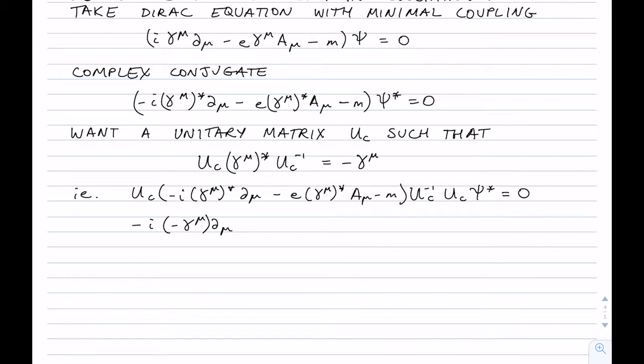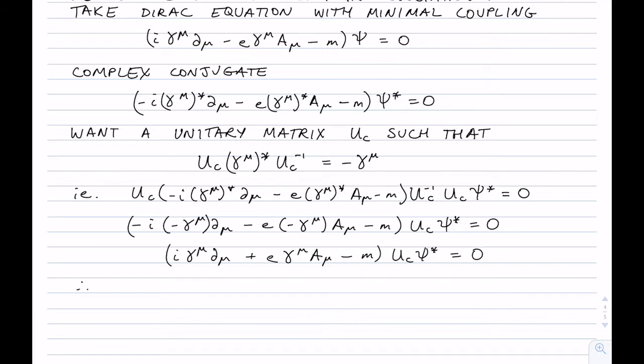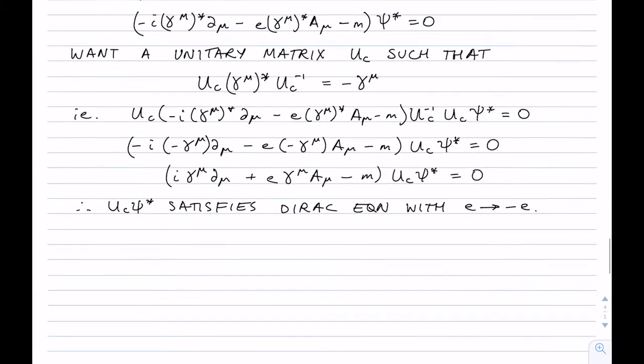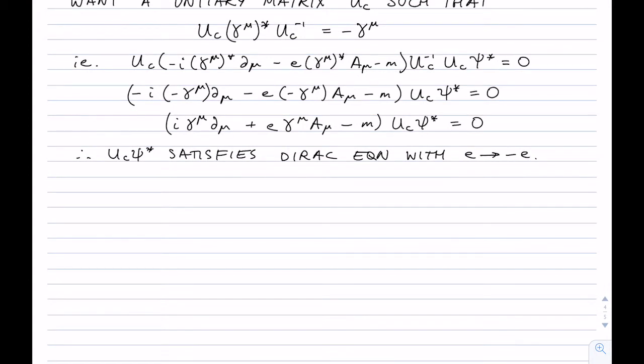So now I use the fact that U_C gamma mu star U_C inverse is going to be minus gamma mu. That's the property that I actually want. And here I apply it again. I haven't quite determined what U_C is going to be yet. So in this case, U_C psi star satisfies the Dirac equation with the opposite charge. Okay, so we know what the property is that we want for U_C, and now we have to figure out what it is.